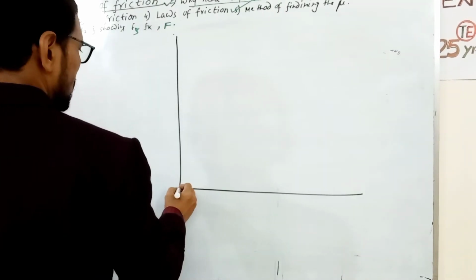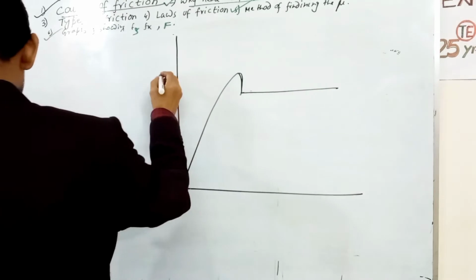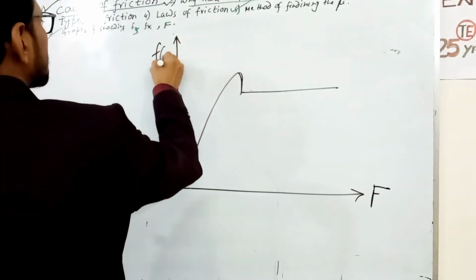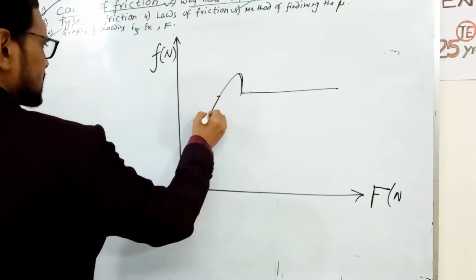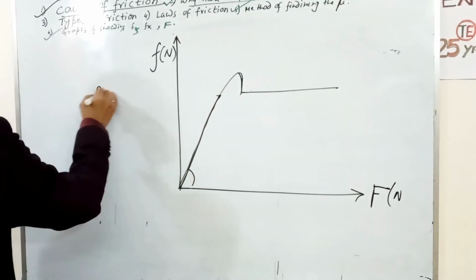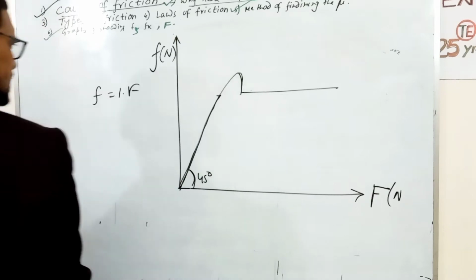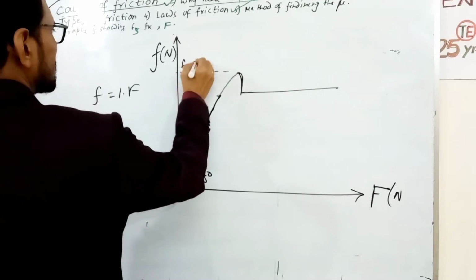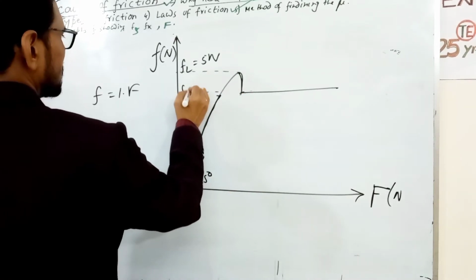Now here, friction force is in newton and applied force is in newton. As for static friction, f is proportional to applied force, so if f equals F, then the slope of this graph is 1, that is, this angle is 45 degree. Now this is limiting friction f_L, which is equal to 5 newton, and this is kinetic friction f_K, which is equal to 4 newton.